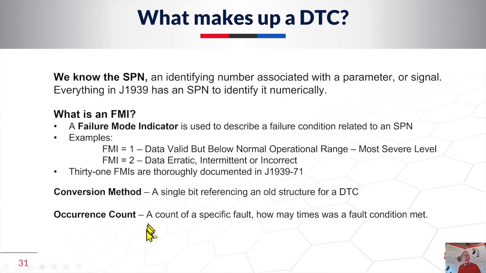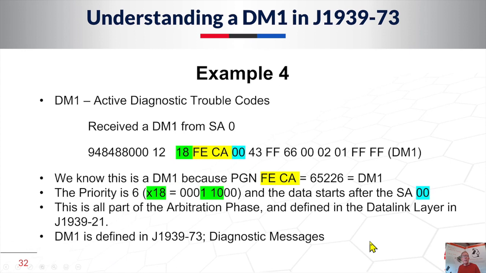Occurrence count is how many times this failure mode has happened on this SPN, since it was last cleared. There are a few bits that are explained there. We're going to blow right through this one because this just shows, in my example 4, my DM1, what we already know.